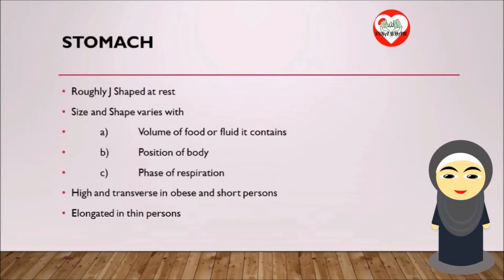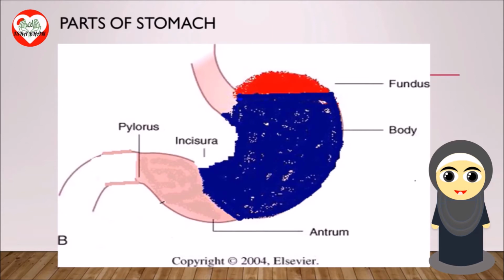Stomach is an organ which is roughly J-shaped at rest, and the size and shape of it varies due to volume of food or fluid it contains, position of body, face and respiration. High and transverse in obese and short persons, elongated in thin persons. And parts of stomach which can be seen are fundus, body, antrum, incisura, pylorus.